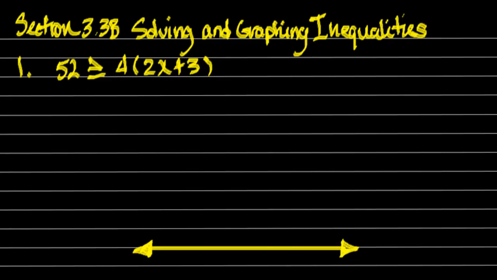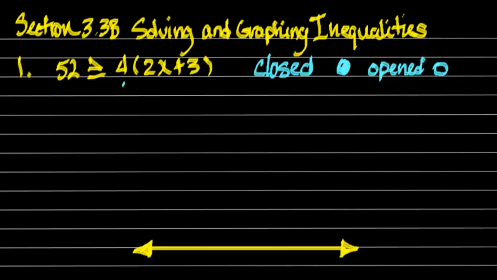We can see here that we got 52 is greater than or equal to 4 times the quantity of 2x plus 3. So we can see that this set right here is closed. Is it closed or is it open? Yes, it's closed. If we look right here, we can see that there's an equal to bar there. So remember, if it's closed, we color in the circle. If it's open, we just leave the circle uncolored.